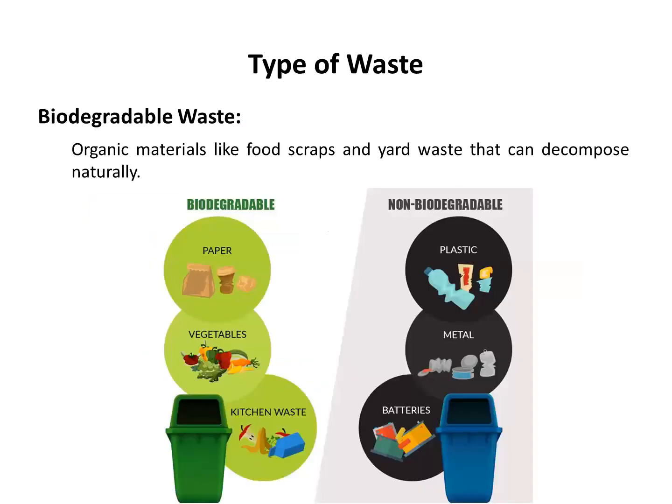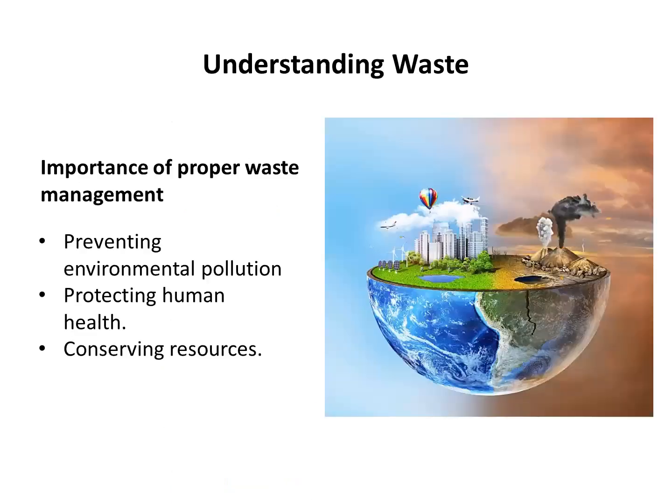The third is the biodegradable waste. Of course, organic material like food scraps and yard waste that can decompose naturally. Now, if we just take care of these products, they can decompose naturally. That includes paper, vegetables, and kitchen waste. Non-biodegradable wastes are plastics, metals, and batteries, and these have to be taken care of by humans with their own understanding, and these are the hazardous form of waste as well.